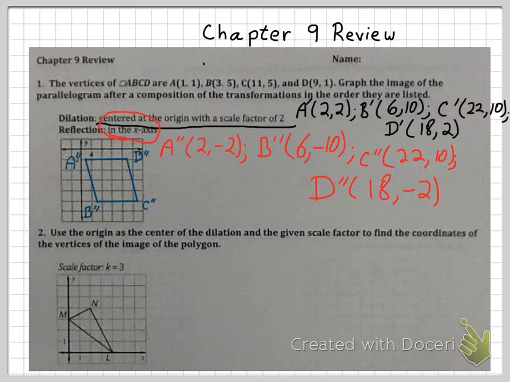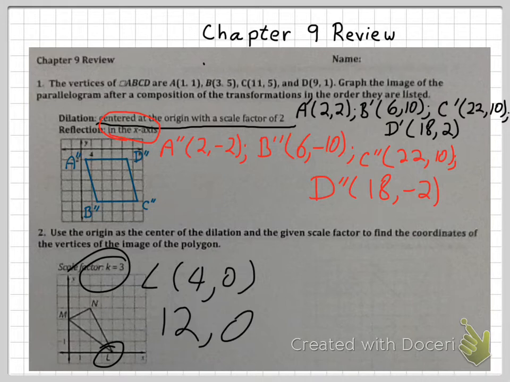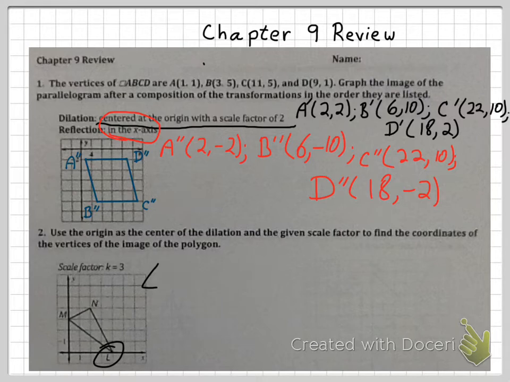Okay? And then moving along to problem 2. Use the origin as the center of the dilation and the given scale factor to find the coordinates of the vertices of the image of the polygon. Okay, so first you have to know what L is. And L is (4, 0). Oh, the scale factor is 3. So you multiply both coordinates by 3. You get 12, and then 3 times 0, of course, is 0. So you get (12, 0).